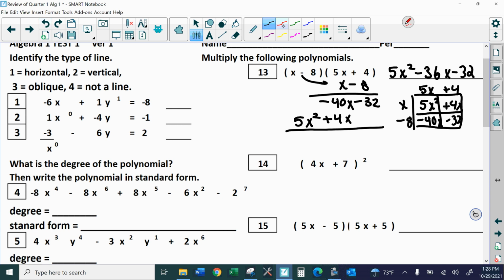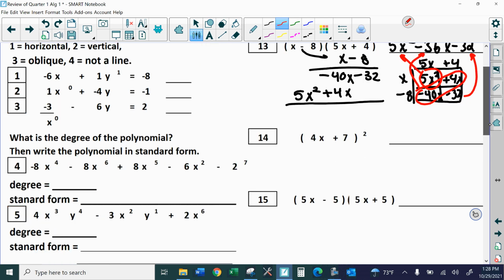Then I need to remember to combine the like terms. They're oftentimes at diagonals like that, negative 40x and positive 4x. That gives me that negative 36x right there. There's my 5x squared and there's my negative 32. So that's called the box method, and you can choose which one you want to do.